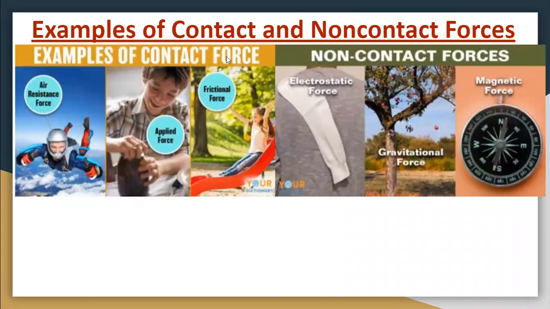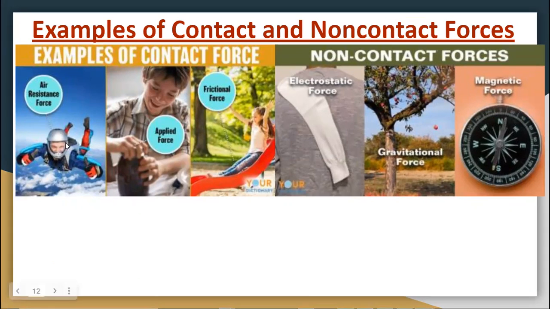So here are some examples of contact and non-contact forces. Here's your air resistance, the guy jumping out of the airplane, a parachuter. Here's the applied force, the boy turning something with his hand. Here's the friction force: the girl goes down the slide, but she goes slower because her pants are rubbing against the slide. Then you have electrostatic force or electrical force, gravitational force, and then magnetic force towards the North Pole.